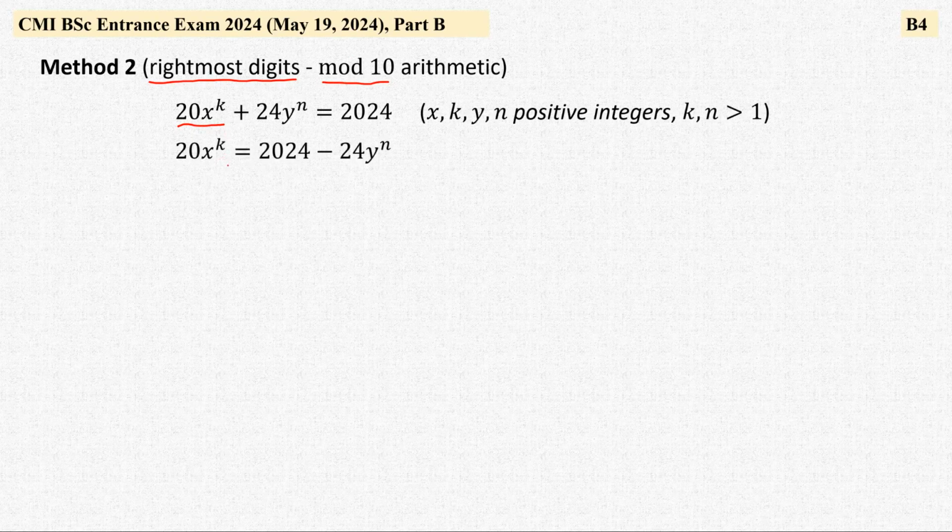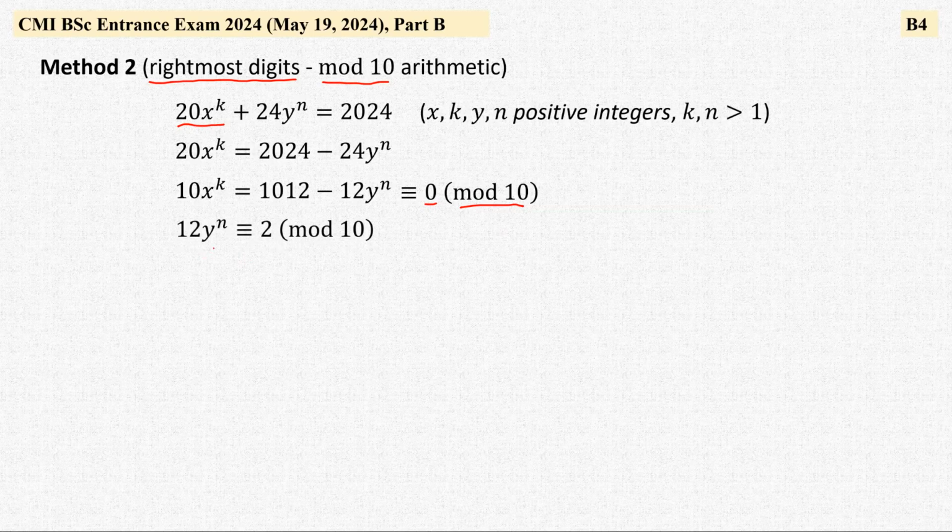Therefore, we rearrange terms as 20 times x to the power of k equals 2024 minus 24 times y to the power of n. Dividing by 2, we obtain 10 times x to the power of k equals 1012 minus 12 times y to the power of n. And this right-hand side is a multiple of 10, or you can say congruent to 0 mod 10. This means that 12 times y to the power of n is congruent to 2, or you can say the rightmost digit of 12 times y to the power of n is 2.